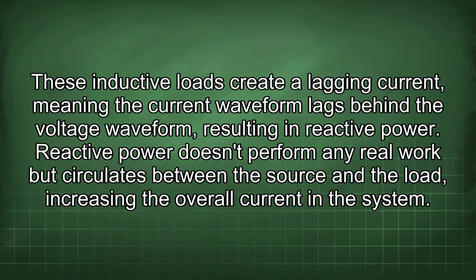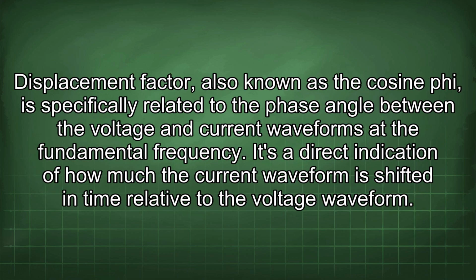These inductive loads create a lagging current, meaning the current waveform lags behind the voltage waveform, resulting in reactive power. Reactive power doesn't perform any real work but circulates between the source and the load, increasing the overall current in the system. Displacement factor, also known as the cosine phi, is specifically related to the phase angle between the voltage and current waveforms at the fundamental frequency.